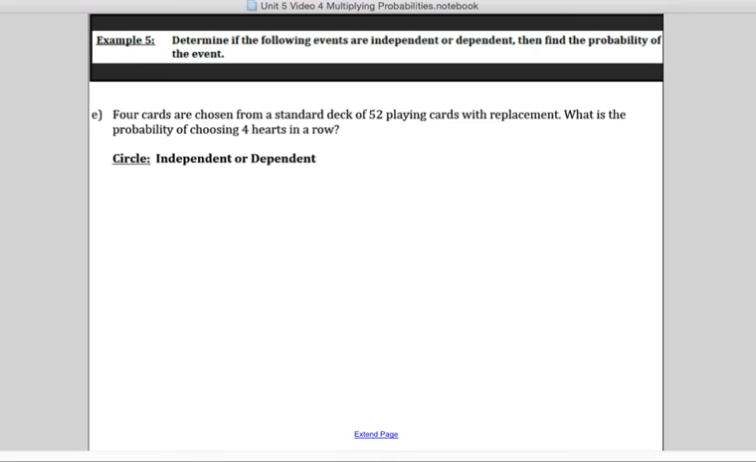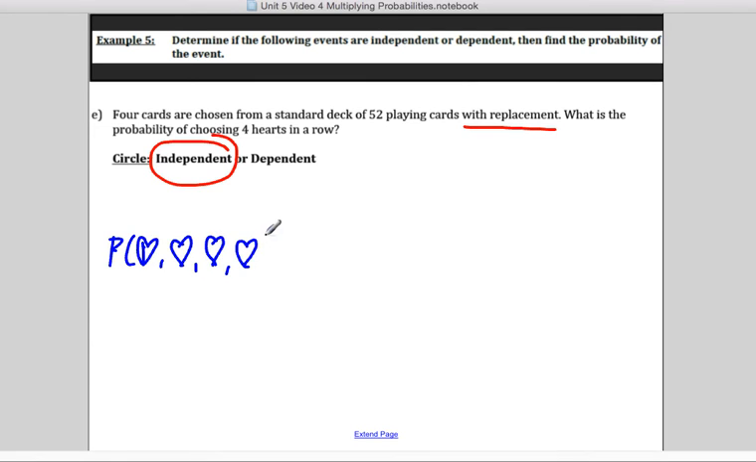Last one, E. 4 cards are chosen at random with replacement, so that means they're putting them back, so it tells me independent. What is the probability of choosing 4 hearts in a row? So we want the probability of getting a heart, and then another heart, and then another heart, and then another heart. Well, to get a heart, there are 13 hearts. It's 1 suit out of 52. To get a heart again, if I put it back, I still have a 13 out of 52 chance. And again.